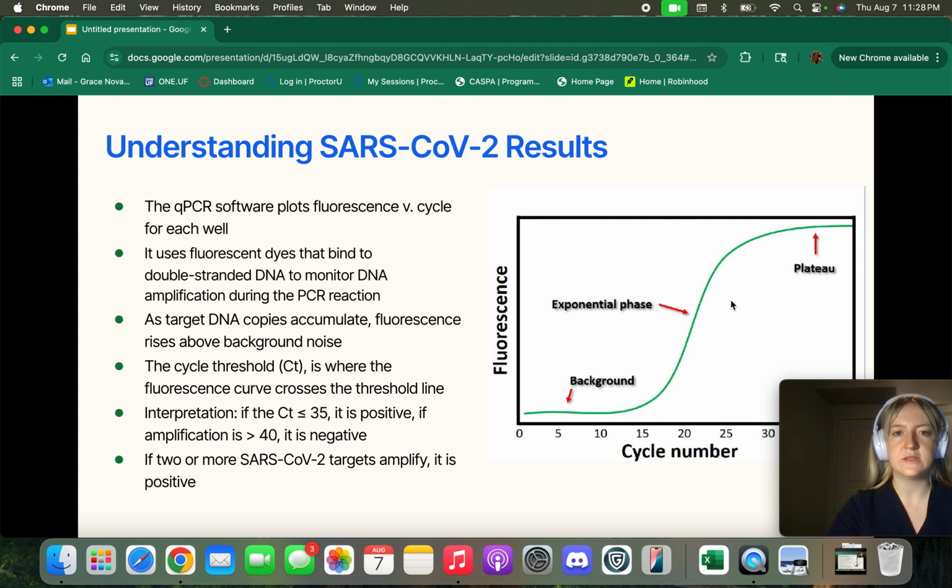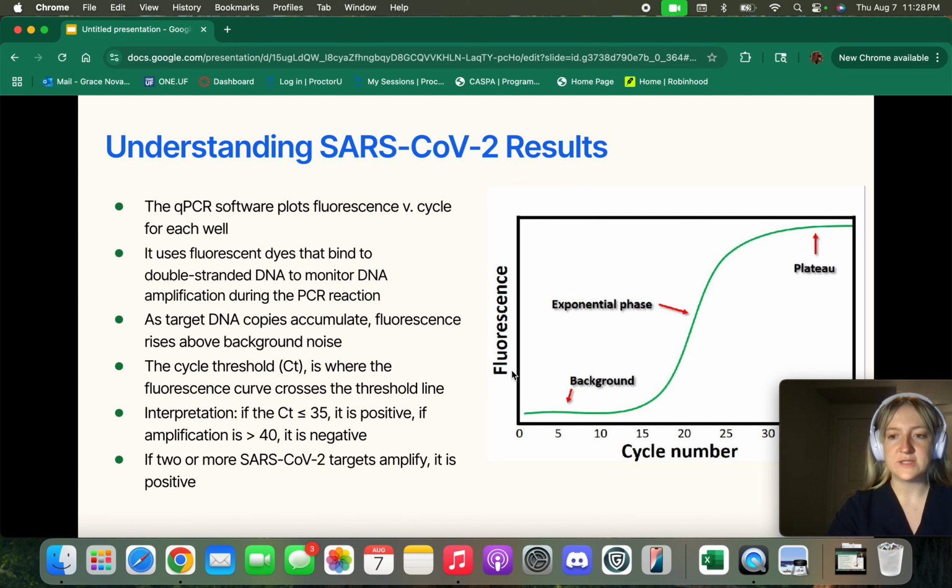So understanding the COVID results from that system we were talking about. The qPCR software plots fluorescence versus cycle for each well. So it uses fluorescent dyes that bind to the double-stranded DNA to monitor DNA amplification during the PCR reaction. As we can see here, we have our cycle number and our fluorescence, the background, exponential phase, and the plateau. So as target DNA copies accumulate, fluorescence rises above background noise, as you can see here.